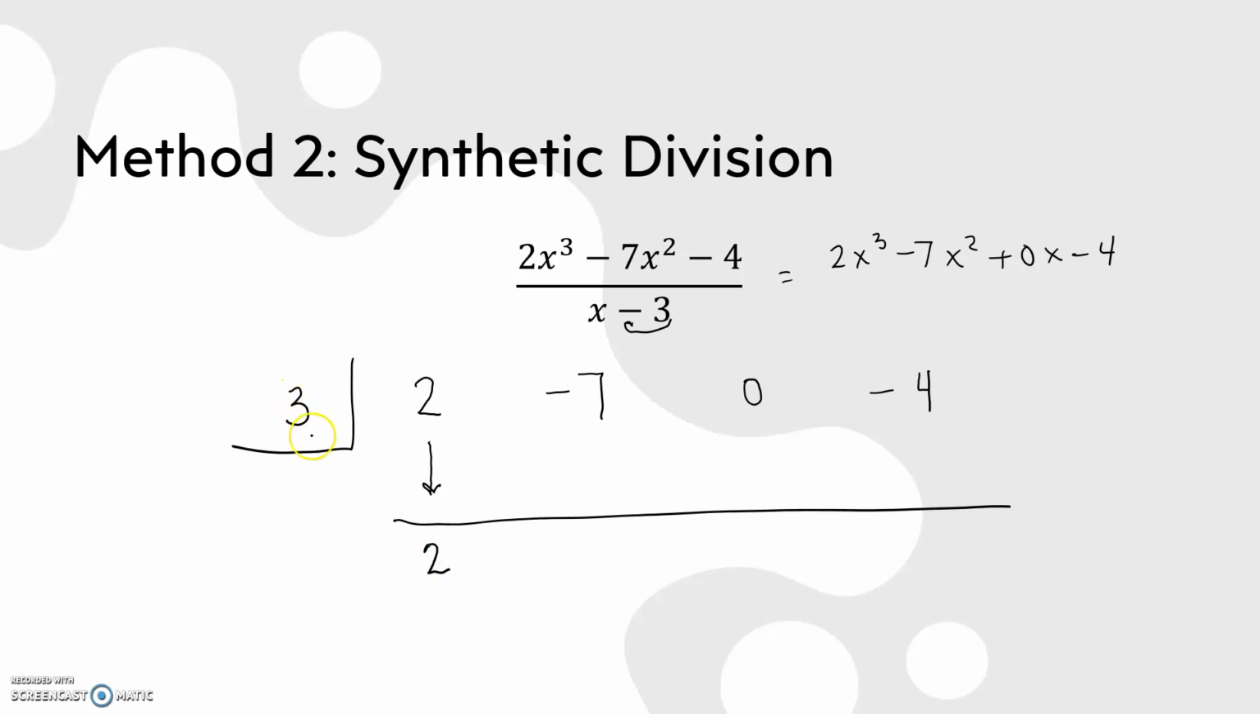And then I multiply. 3 times 2 is 6, and then I add. -7 plus 6 is -1, and then I multiply. 3 times -1 is -3, then I add, and then I multiply. 3 times -3 is -9, and then I add.